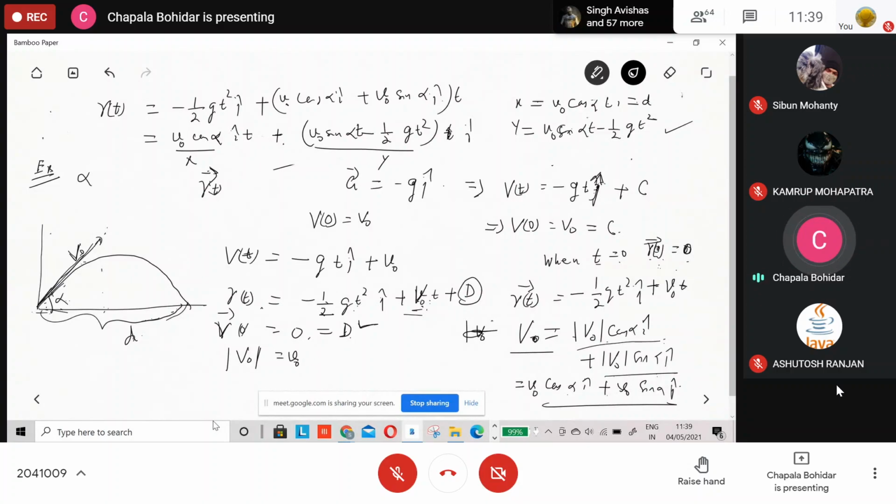Achha, when y is equal to zero here, when the projectile touches the ground, the value of y is equal to how much? Zero. Y is equal to zero. The projectile touches the ground. Y is equal to zero means this part is equal to zero, or not? This part is zero. I'm writing. Y is equal to zero.